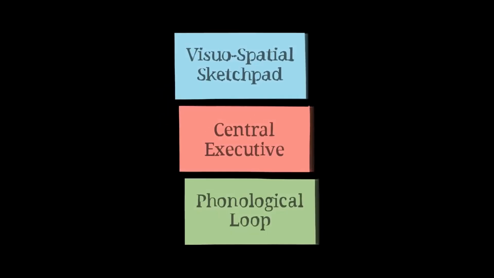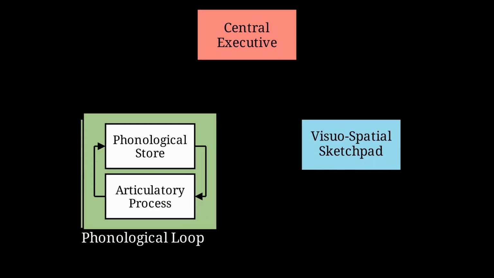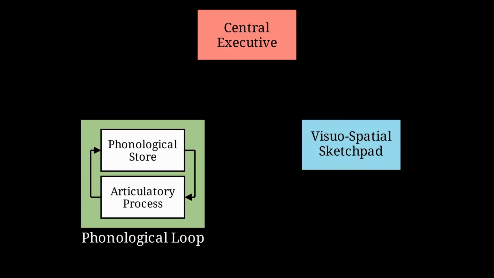It has three distinct components: the central executive, the phonological loop, and the visual spatial sketchpad. The phonological loop consists of two different subcomponents, the articulatory process and the phonological store. The store serves as a temporary store of auditory information, similar to the sensory store in many respects, while the articulatory process allows us to retrieve information from the store.